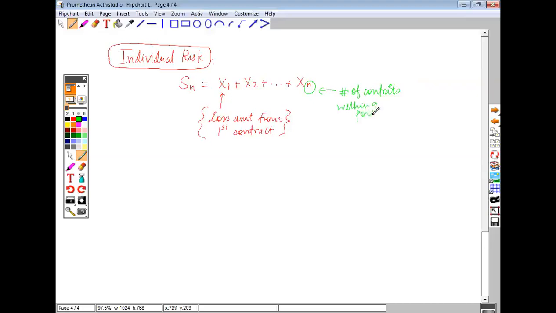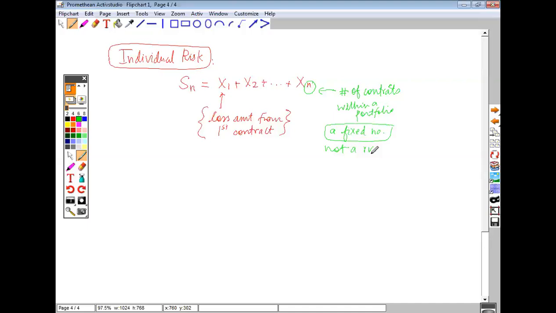So if you see, I wrote a small n, right? Because what happens in individual risk is you know the number of contracts that there are within a portfolio. So we know that this small n is a fixed number, and not a random variable. So this is how you will categorize individual risk models.